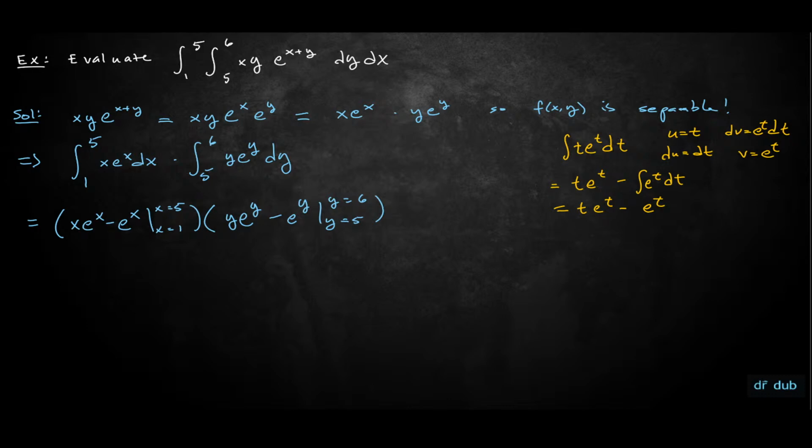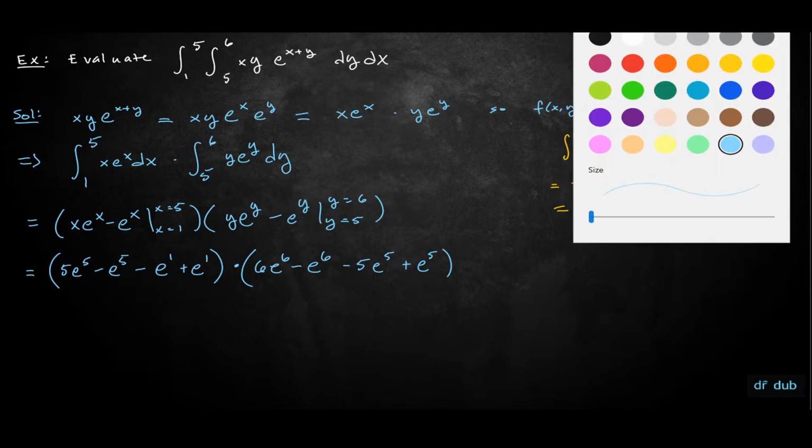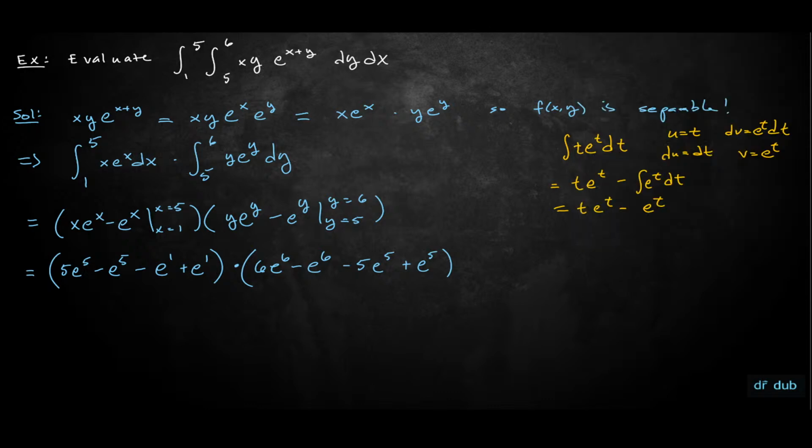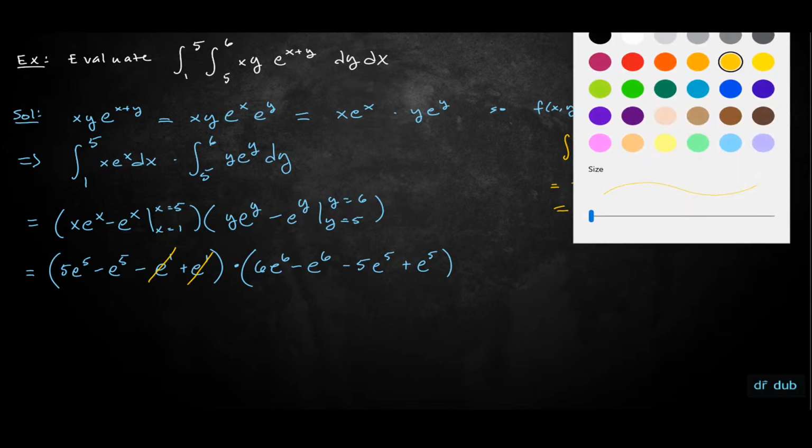And as we plug in the bounds, we'll see that we get something like 5 e to the 5 minus e to the 5 minus 1 e to the 1 plus e to the 1, times 6 e to the 6th minus e to the 6th minus 5 e to the 5 plus e to the 5. Simplify anything that we can inside the parentheses. So this e to the 1 and this e to the 1 cancel.